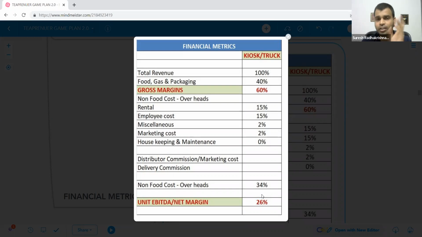In fact, we've got for QSR, cafe, we've got cloud kitchen. All of those are explained in the gold and silver membership. This is clear. This is Pakka, clear.